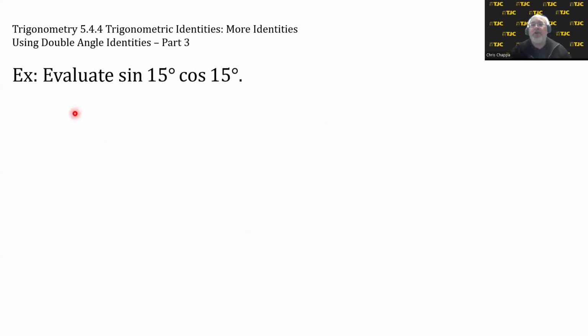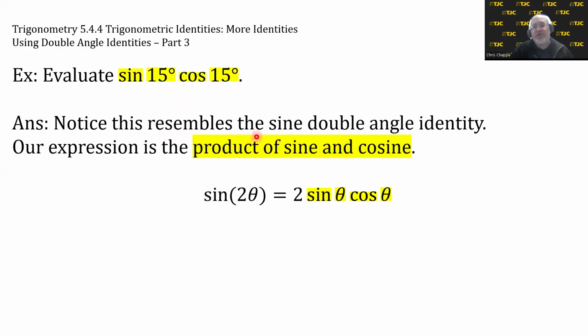Let's try another one, but numerical in nature. Evaluate sine of 15 degrees, cosine of 15 degrees. Which double angle identity does this resemble structurally? Notice this resembles the sine double angle identity. Our expression is the product of sine and cosine. Sine times cosine, sine times cosine.